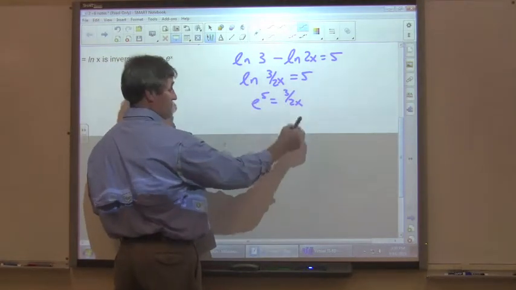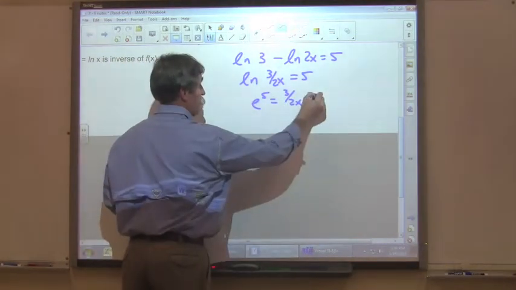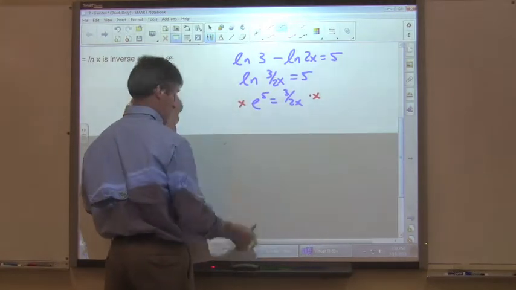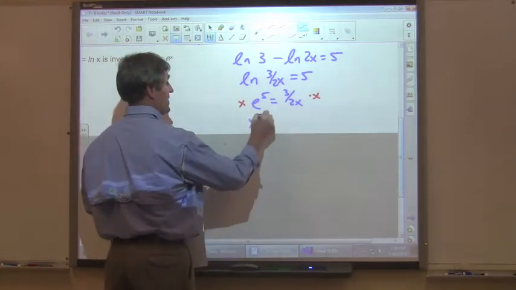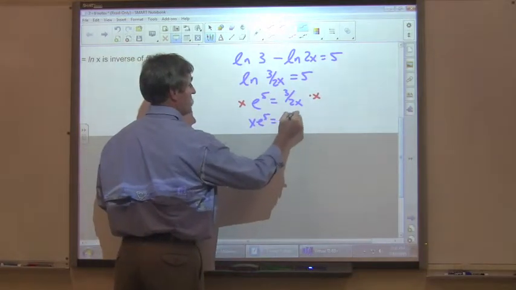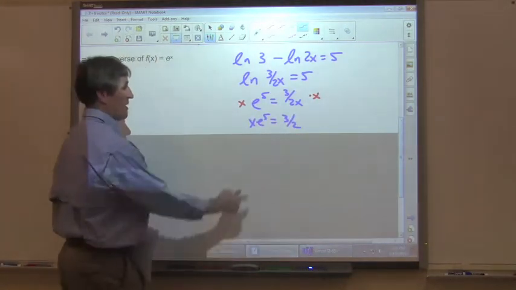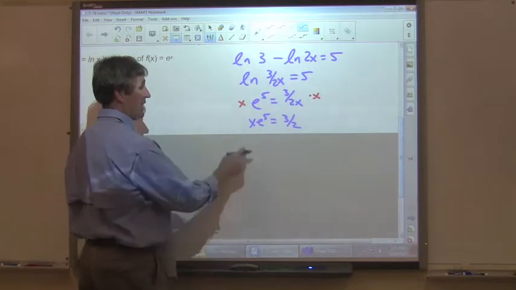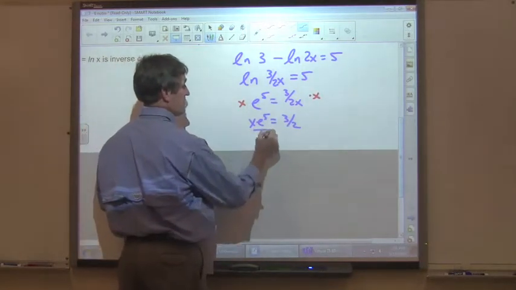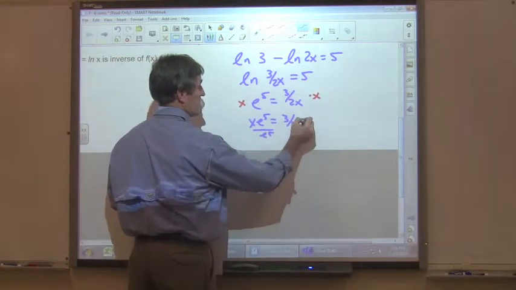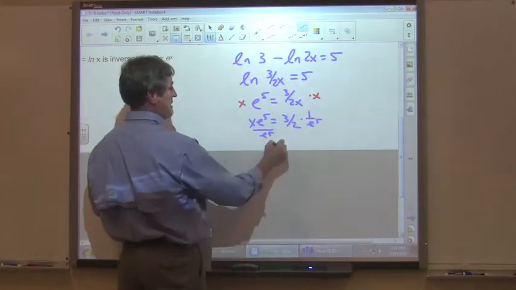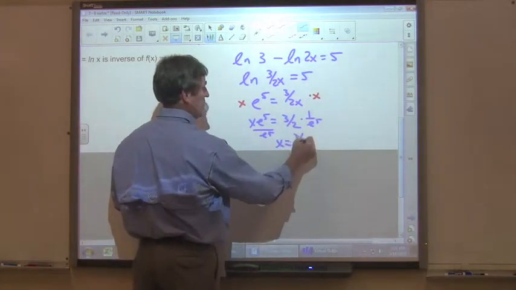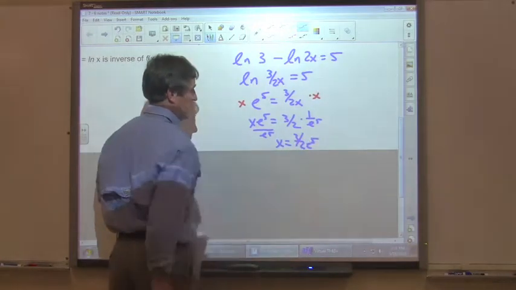Now I'm going to move to solve for x. I'm going to move that to the numerator, so I'm going to multiply both sides by x. And so we get x e to the 5th equals 3 halves. I'm going to divide by e to the 5th, so I'm going to times it by the reciprocal over here so you can see it. So x equals 3 over 2e to the 5th power.